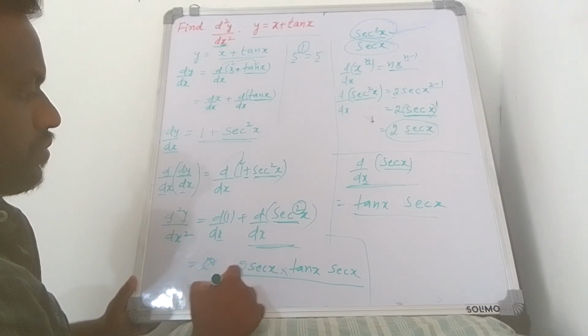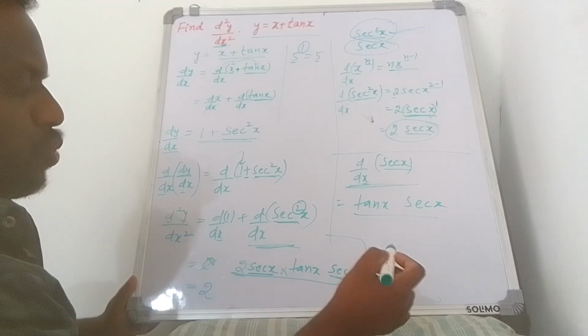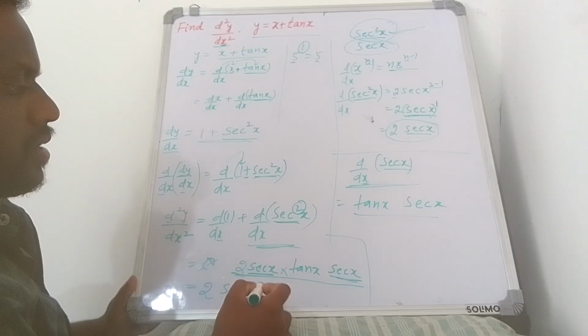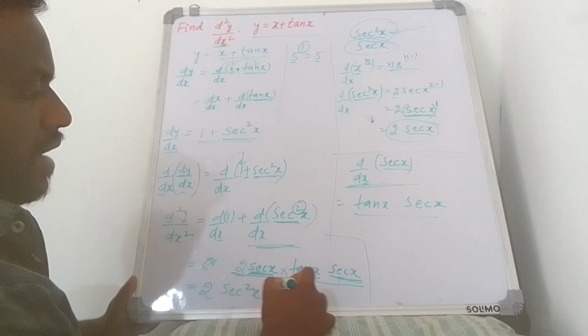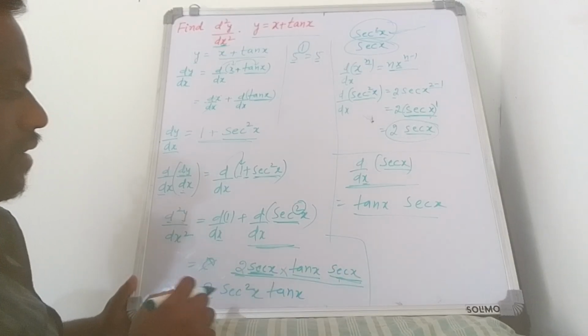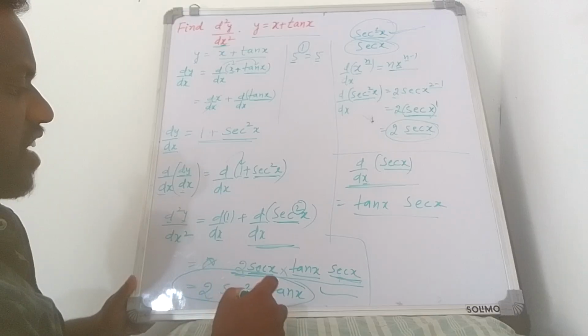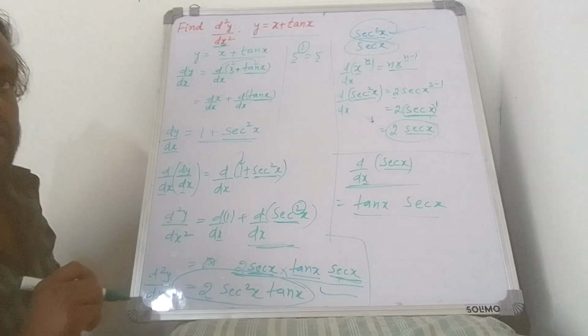Now these 2 secant x, 2 times, so secant x into secant x, we get secant square x, and remaining is tan x. So now see, this is the answer. 2 secant square x tan x is the d square y by dx square.